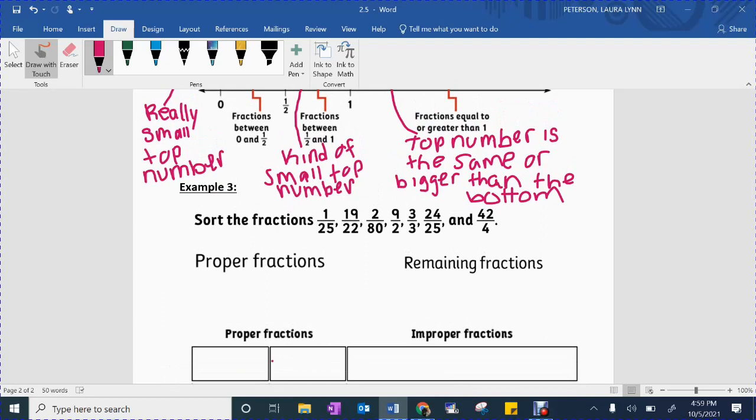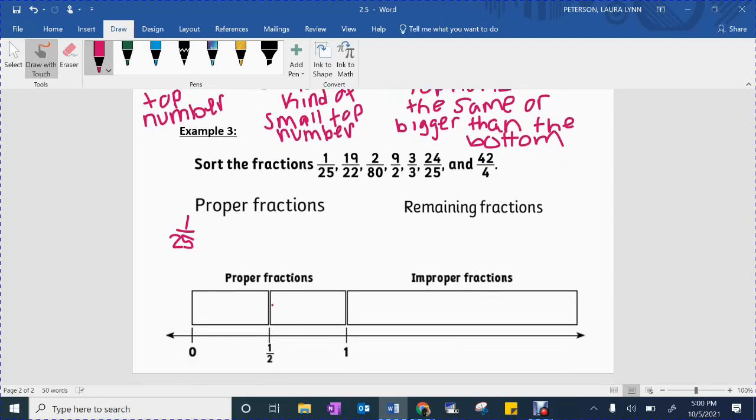1/25. Well, let's decide if it's proper or improper. So we have to look at the top number. The top number is smaller than the bottom. That makes it proper. So under the proper fractions, I want you to write 1/25. Let's sort this as we go.